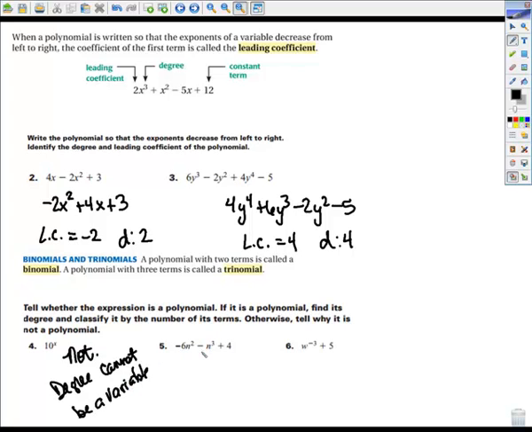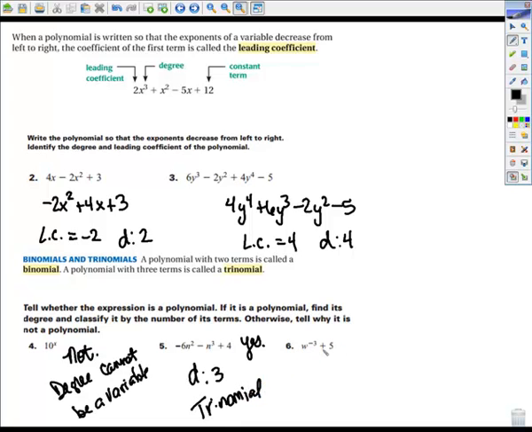Negative 6n squared minus n cubed plus 4 is a polynomial. So we'll say yes. The degree is actually 3. You can't just look at the first term, you have to look at all of them. And this has 3 terms, so it's a trinomial.